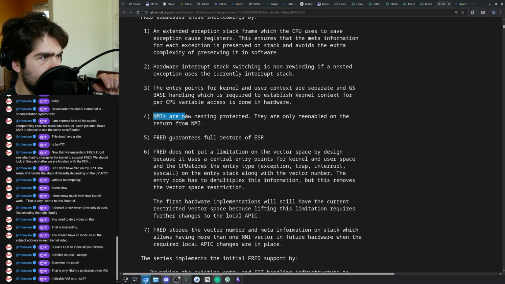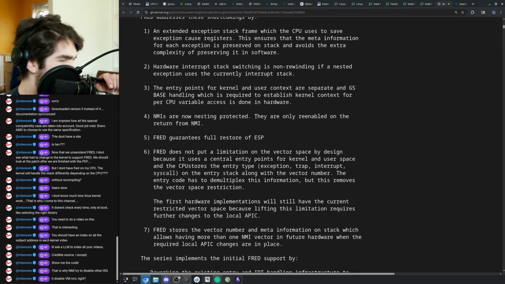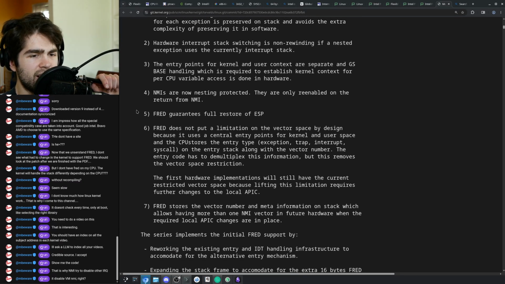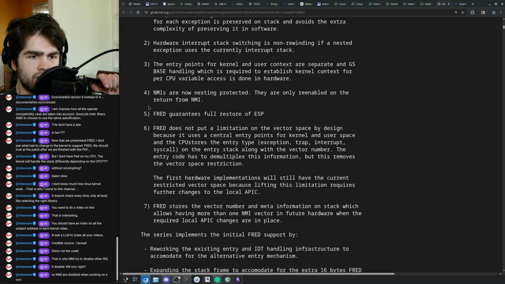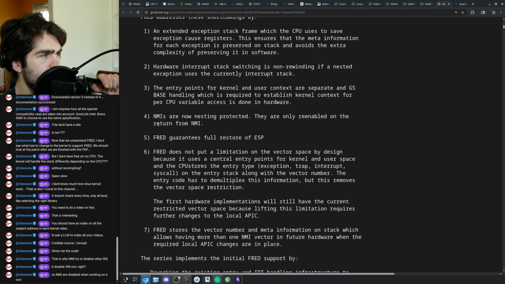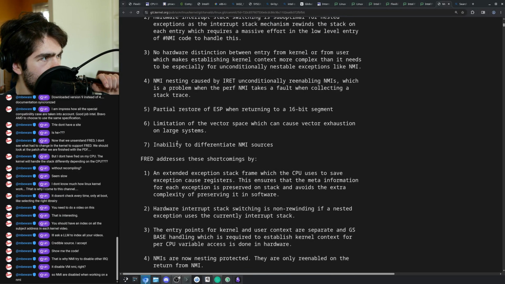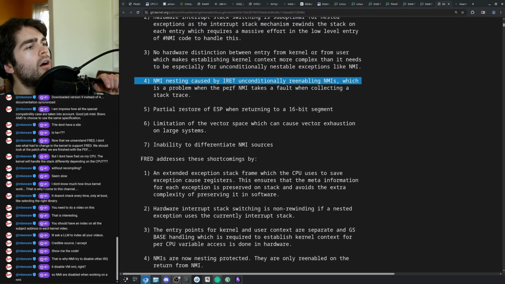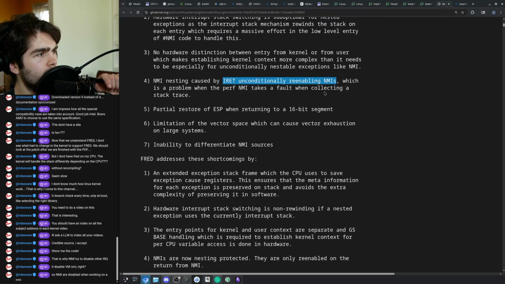Okay. NMIs are now, that's the swap thing that we saw. NMIs are nesting protected. They are only re-enabled on the return from NMI. Okay, I don't get NMI. I hate it. So NMIs are disabled when working on an NMI. That's my understanding right now. But how was it not the case before? Are we saying that is because of this? Ah, when we use iret, when we come back from an interrupt, it automatically re-enables NMIs, which messes up everything.